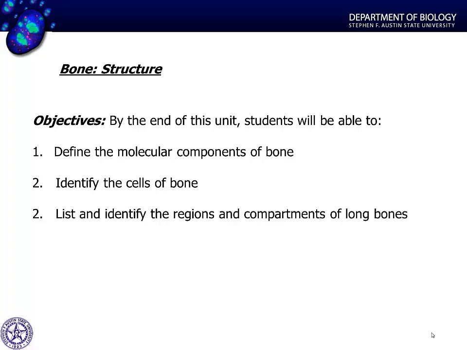Now, when we look at the bone matrix, we're going to have organic and inorganic components of the bone, so we need to understand the molecular components that we have. We're going to identify the cells of bone. We're going to have cells that deposit bone, much like we had the cartilage depositing cells, and we're also going to have cells that remodel and reshape bones as they grow.